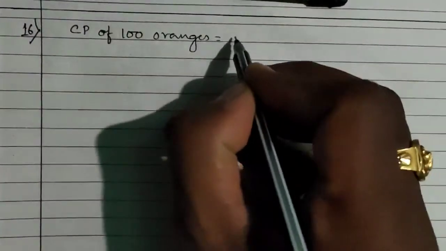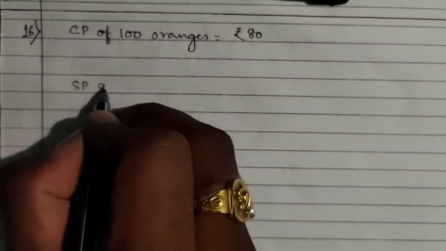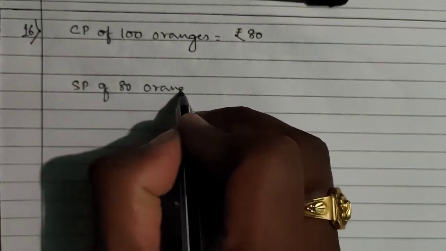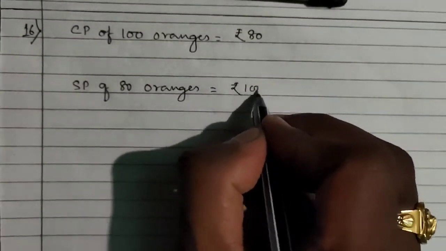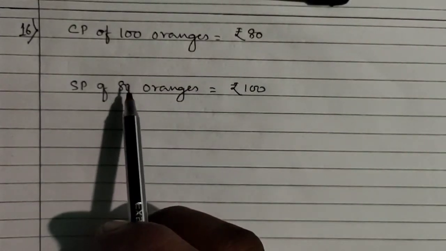Question number 16 is saying oranges are bought at 100 for rupees 80. The first line says that 100 oranges have been purchased for rupees 80. So we will write cost price of 100 oranges is equal to rupees 80. This is the cost price of 100 oranges, and all of them are sold at 80 for rupees 100. It means selling price of 80 oranges is equal to rupees 100.